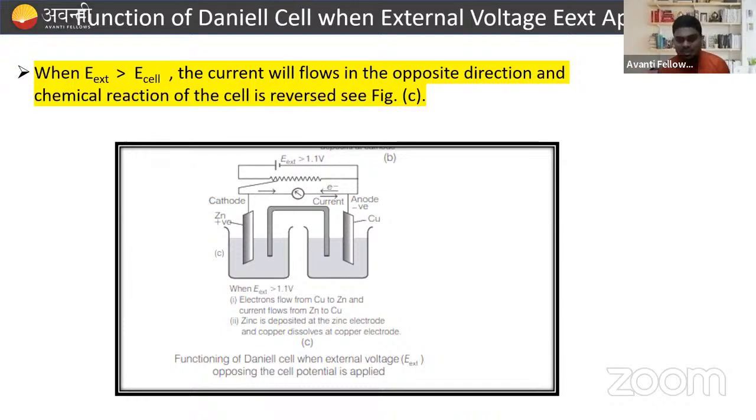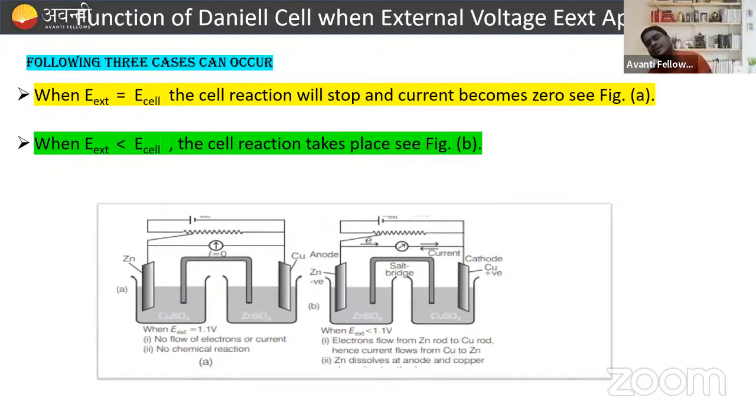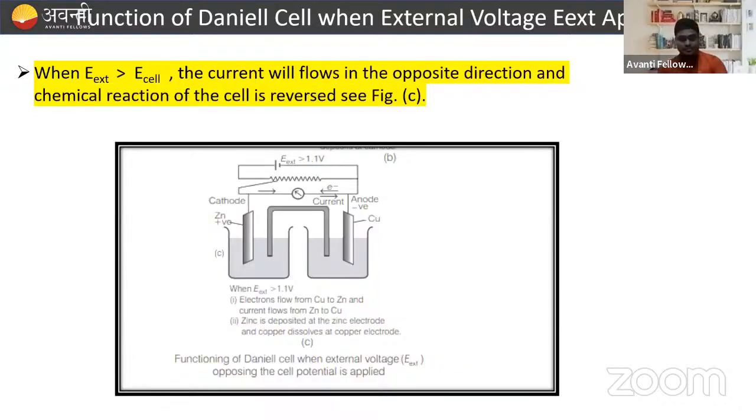So remember these three cases, right? The three cases are: first, when the E external is equal to E cell, then the cell reaction will stop and current becomes zero. When the E external is less than E cell, then electrons will flow from the anode to cathode, or from zinc to copper, and the current is opposite, that is from copper to zinc, right? And in this the cell will work, right? And the next case, when the external voltage is greater than the EMF of the cell, then the current will flow in the opposite direction, right?